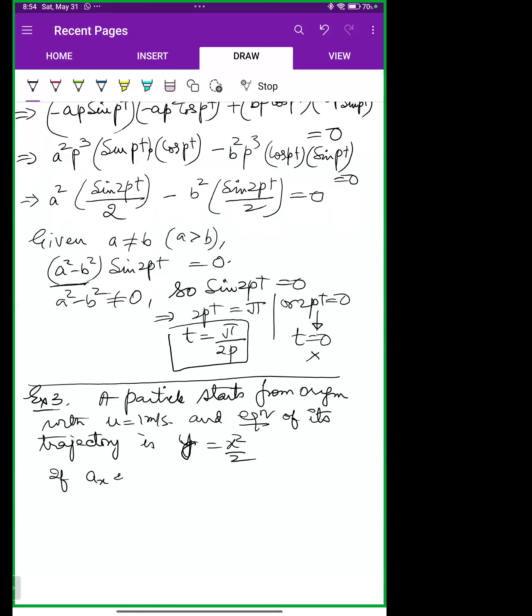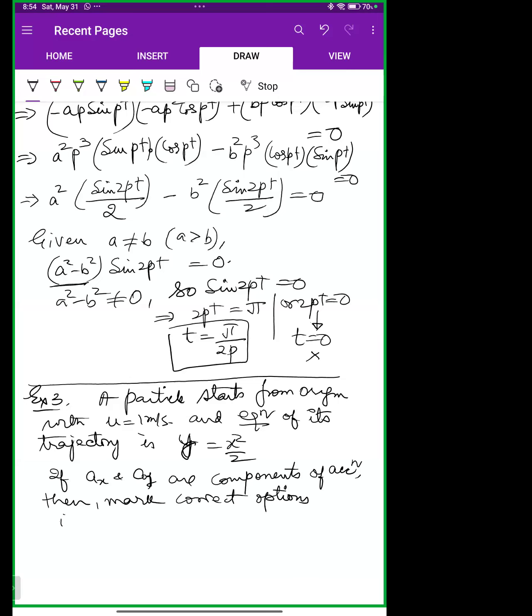If ax and ay are components of acceleration, then mark correct options. See, this is a long question, so I am writing the options. There are 4 options given.